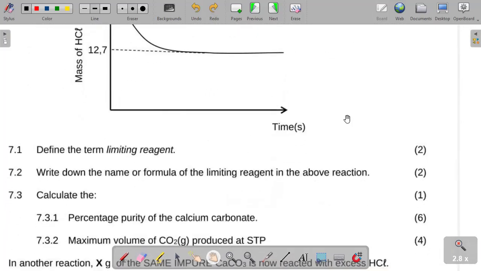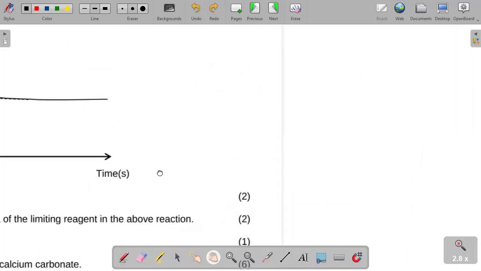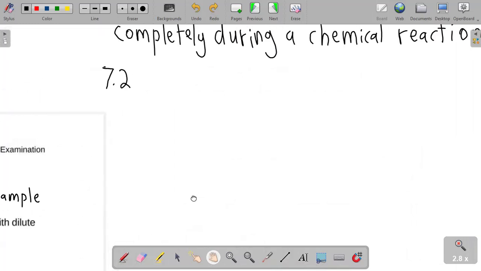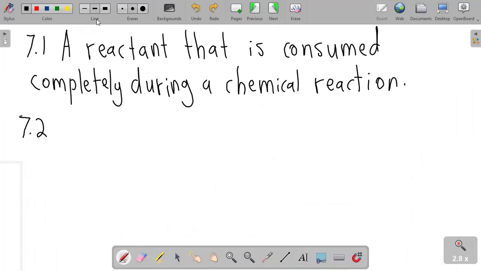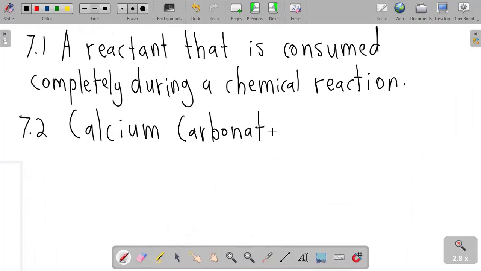So write down the name or formula. I'll give you both. It's going to be calcium carbonate, this is the name, or you can use the formula, which is CaCO3. And then 7.3.